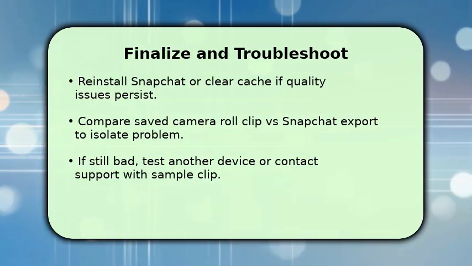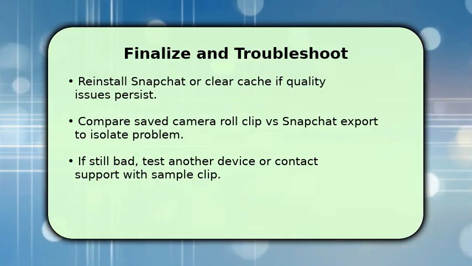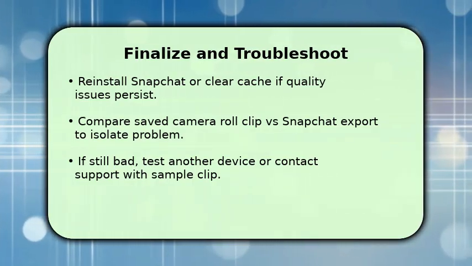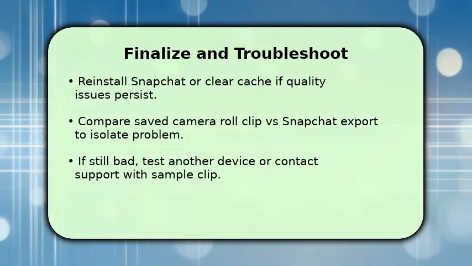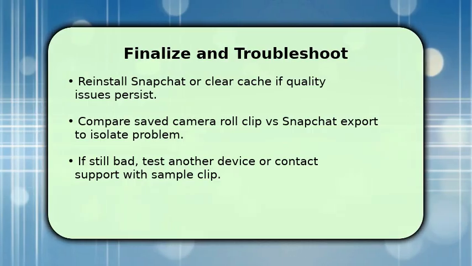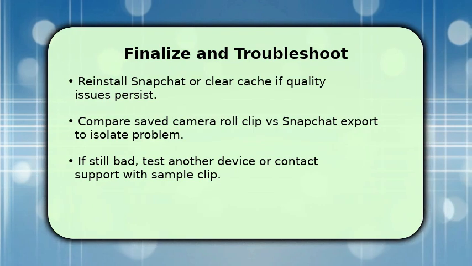If Snapchat still compresses badly, clear the app cache or reinstall it. This fixes corrupted settings. If problems persist, test on another device to isolate hardware issues and then contact support with a sample clip. Include device model, OS, and network details for faster help.